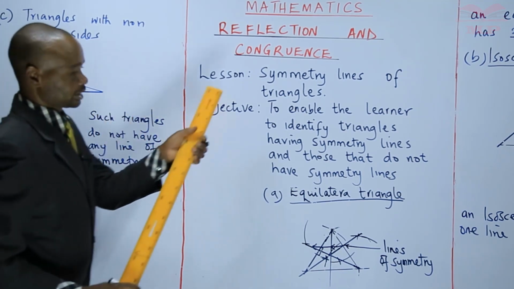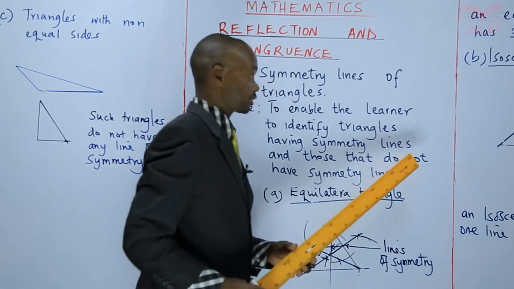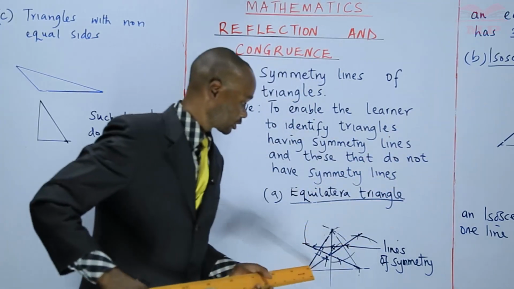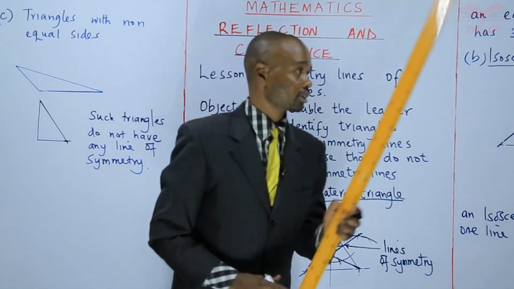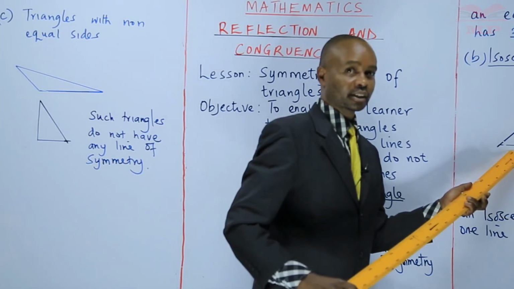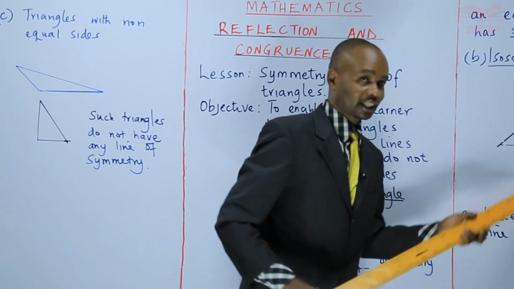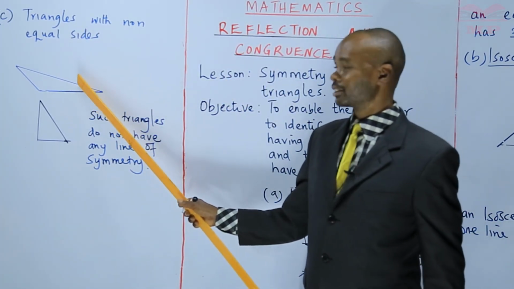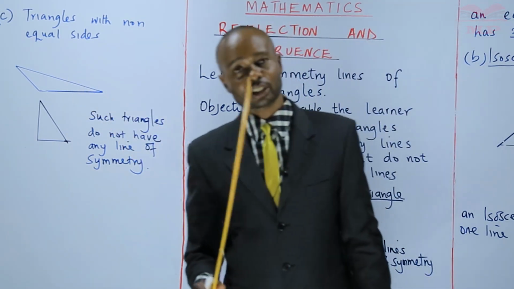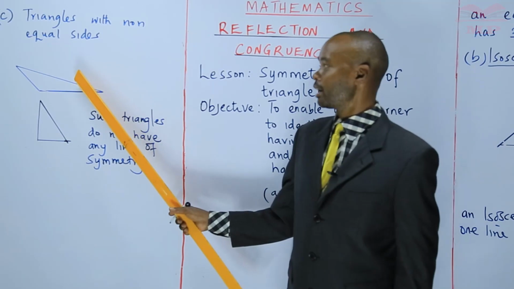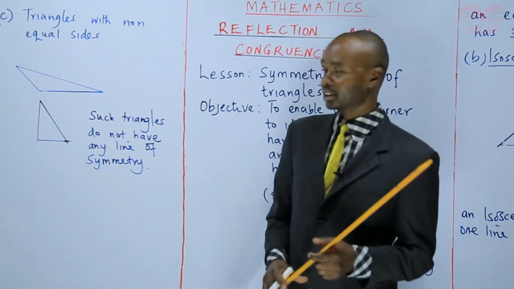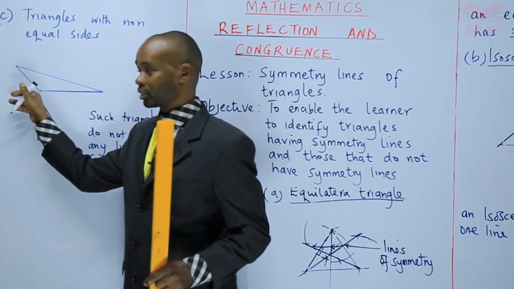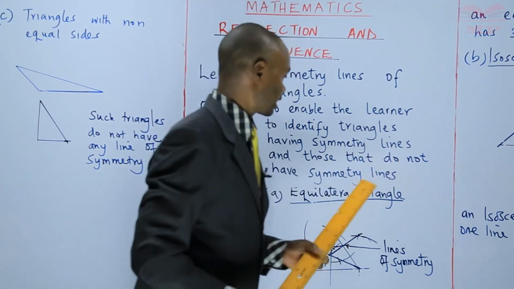So in conclusion, we've looked at those 3 types of triangles. Learner, we looked at the equilateral triangle, which had 3 lines of symmetry. We looked at isosceles, which had how many lines of symmetry? 1 line of symmetry. In most cases, we call the other triangle a scalene triangle. Note that a scalene triangle can also be isosceles if a pair of the sides is equal. So it can have a line of symmetry only if 2 sides are equal.